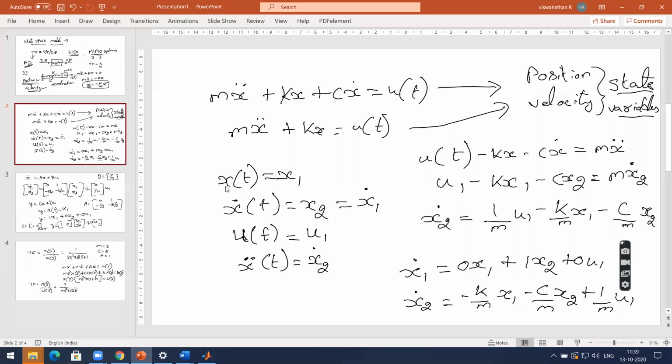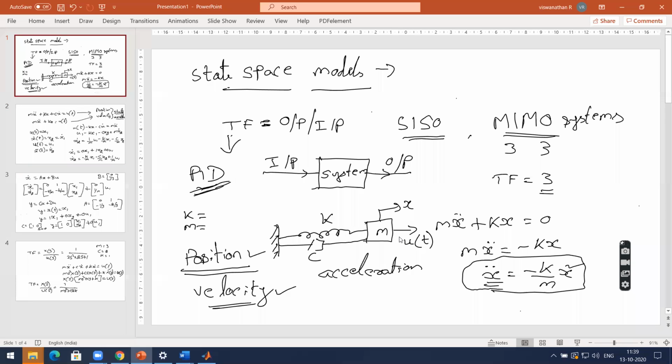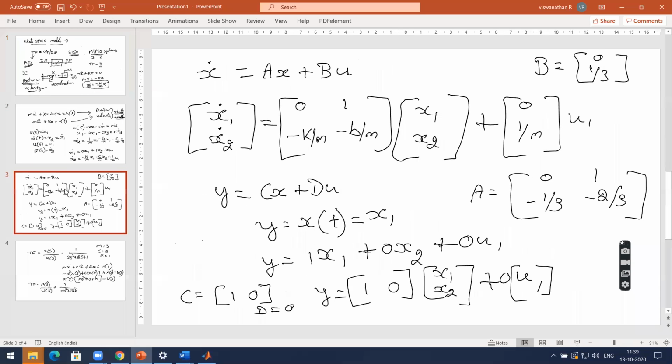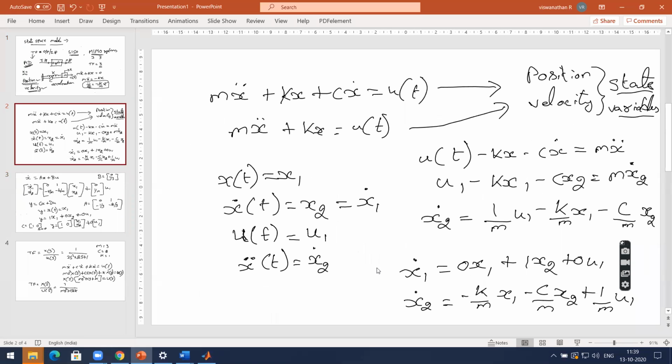You define the position x of t as x1. You define the velocity x dot of t as x2, so x2 is equal to x1 dot. And u of t is the force applied on this system, so u of t is equal to u1. Since x dot of t is equal to x2, x double dot of t is equal to x2 dot.